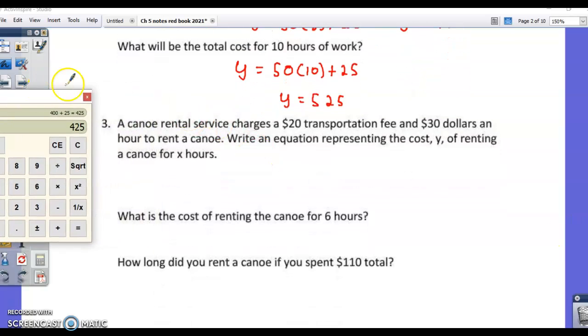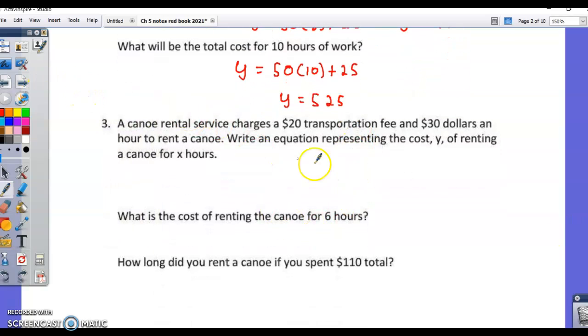All right, one more equation. Pause here, try to set this one up. All right, so when we read this, a canoe rental service charges $20 transportation fee and $30 an hour to rent a canoe. Write an equation representing the cost y of renting a canoe for x hours. So again, this is our total, this is our variable of what's going to change, your hours. Our m in this situation, what changes? Dollars an hour, so 30. And our starting point b, our flat rate, would be 20.